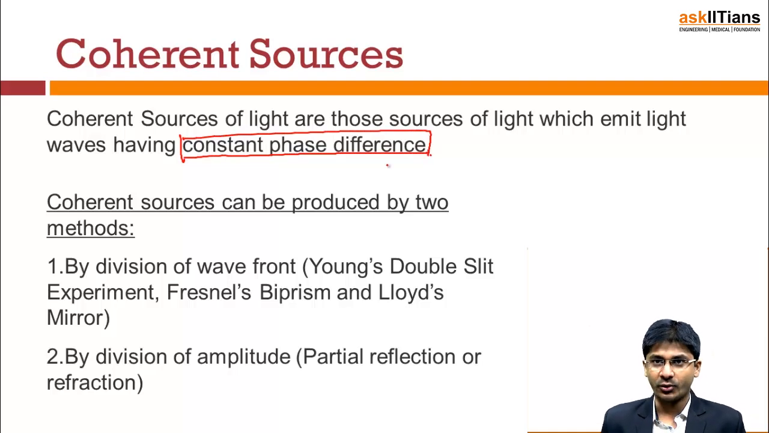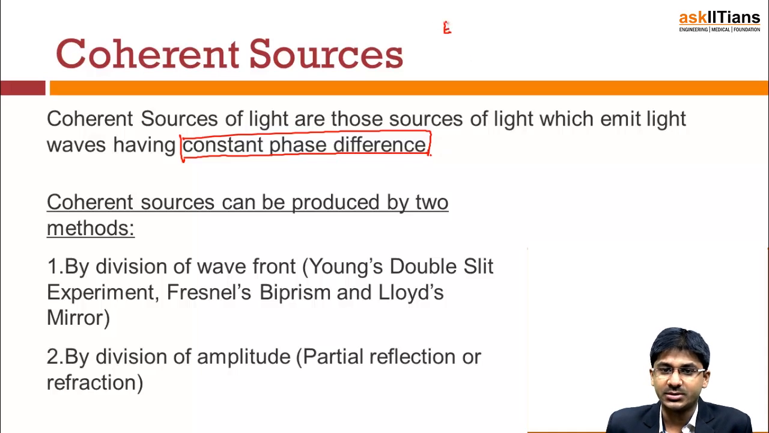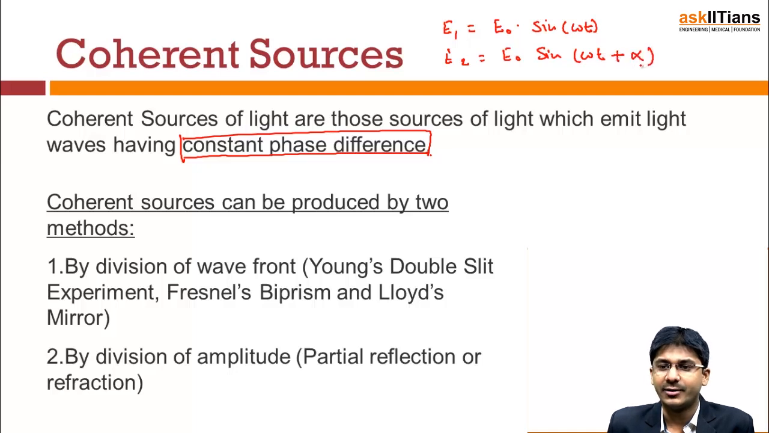Now what do you mean by a constant phase difference? Constant phase difference means if you have two light sources, suppose I denote the first light source by E1, equal to E0 sine omega t. Suppose this is one wave, the second wave is E0 sine omega t plus alpha. Alpha is anything, phi, whatever constant you want to take.